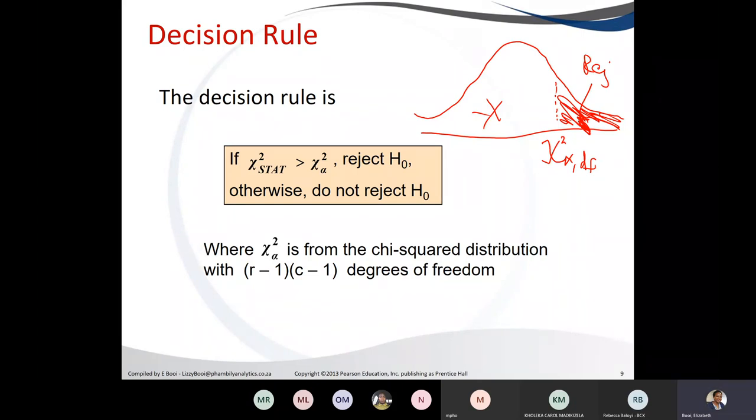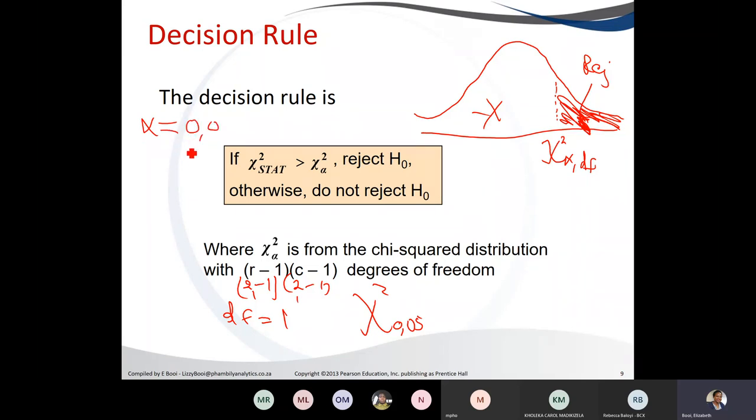Finding the critical value, let's say we're using the same table, with the left-hand side and the right-hand side. We know that it was 2 minus 1 and 2 minus 1. Therefore, our degrees of freedom will be 1 times 1, which is 1. So for our chi-square test, let's say it was at a 95% confidence level, or alpha equals 0.05. So we say our alpha of 0.05 and the degrees of freedom of 1. Go to the table.